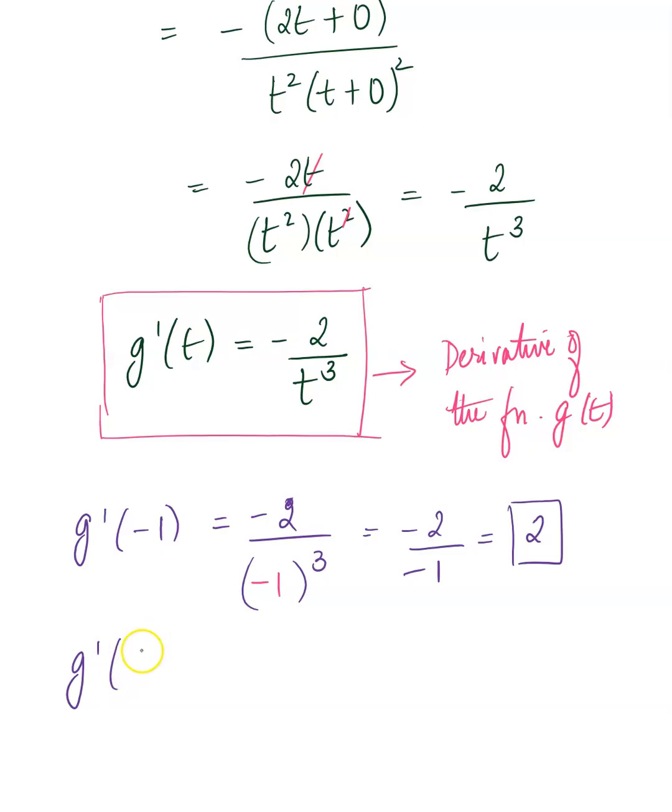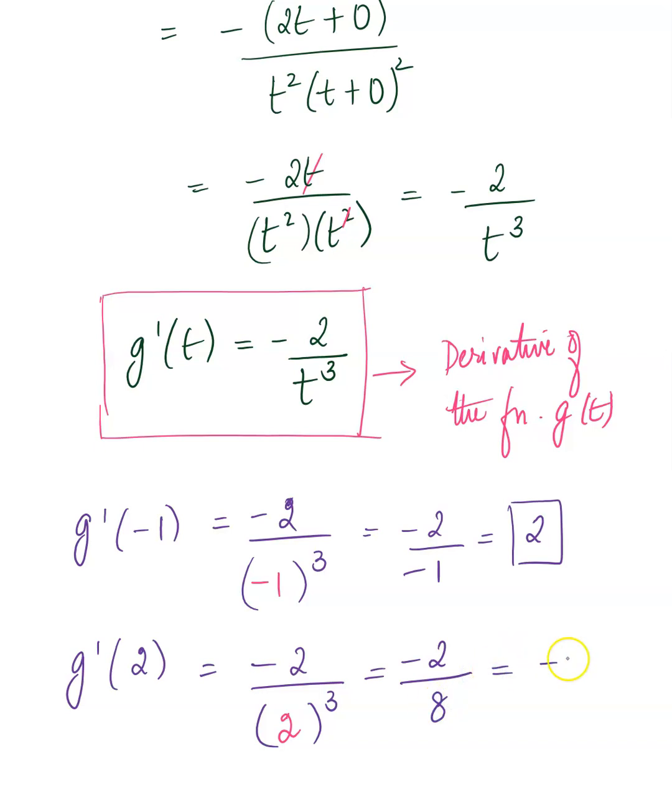Let's try the next one, which was g prime of 2. And that will be negative 2 over, in the place of t, you're going to plug in the 2. There was no sign for 2, so the negative 2 will be on the top, over 2 cubed, which is 8.